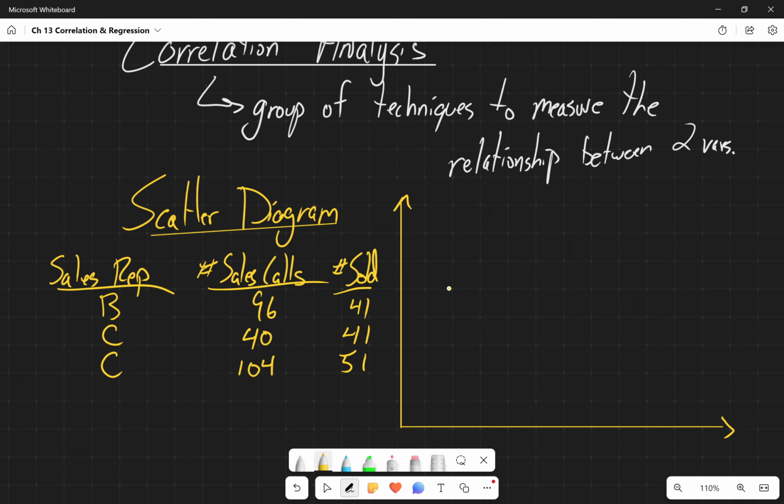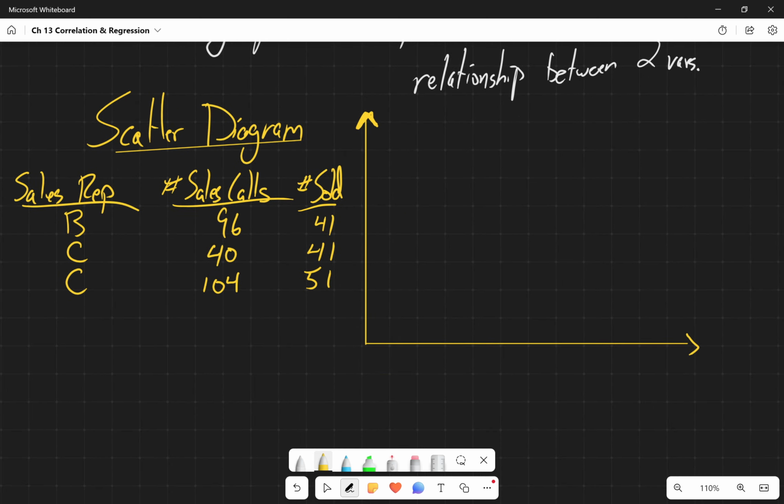So we're going to label one axis of the graph. This is where the kind of theory comes in, right? We have to ask ourselves, usually we'll be told what the independent variable is and what the dependent variable is. But sometimes we have to ask ourselves and figure it out, right? So is it the fact that the number of sales calls is likely to drive the number of things that are sold, or is it the fact that the number of things sold is going to drive the number of sales calls? Number of sales calls is likely to drive the number that are sold, right? The effort that you're putting in is likely to drive your results.